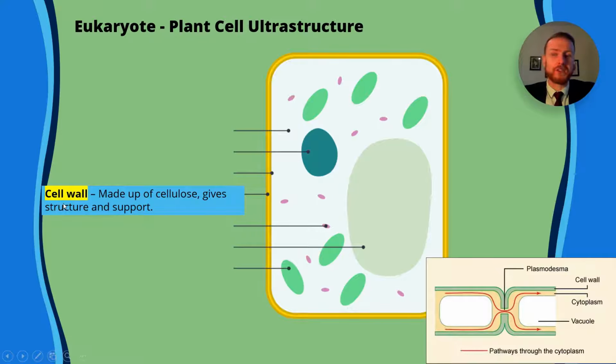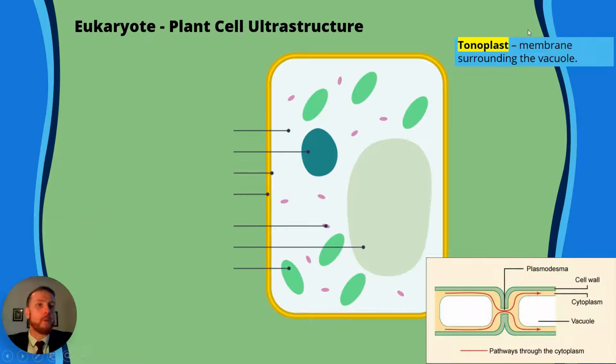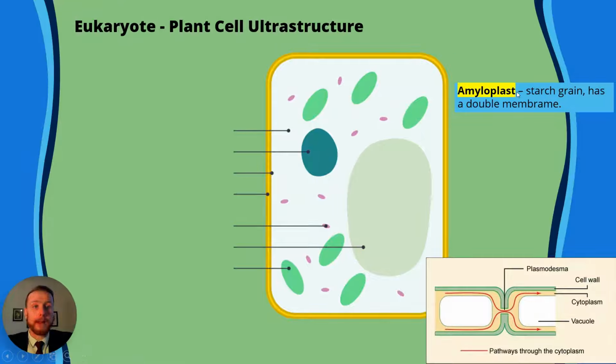Next of all, we have the cell wall. Now, this is made up of cellulose, and it gives structure and support to the cell. We have the tonoplast, which is the cell membrane surrounding the vacuole. We have the amyloplast, which is a starch grain, and that has a double membrane.